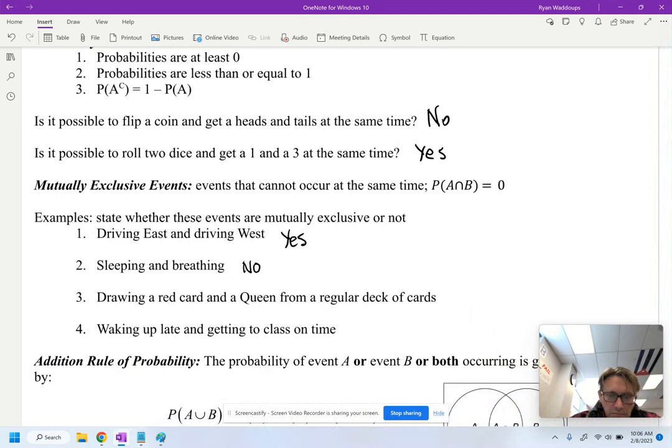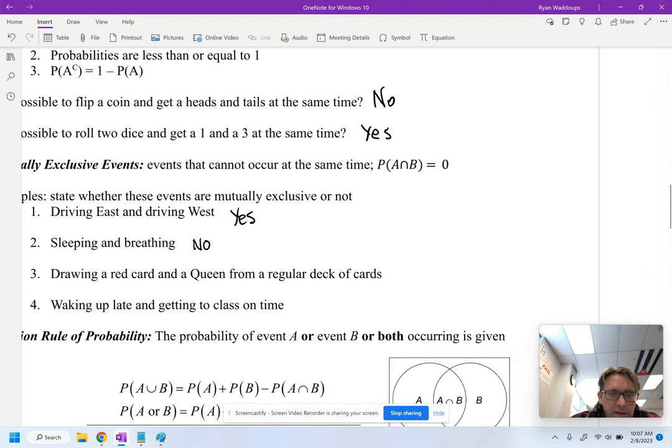Drawing a red card and a queen from a regular deck of cards. In a regular deck of cards, there are 2 blacks and 2 reds from each suit, meaning you can have 2 red queens or 2 black queens. And so these are not mutually exclusive because they can both occur at the same time. You can have a red queen.